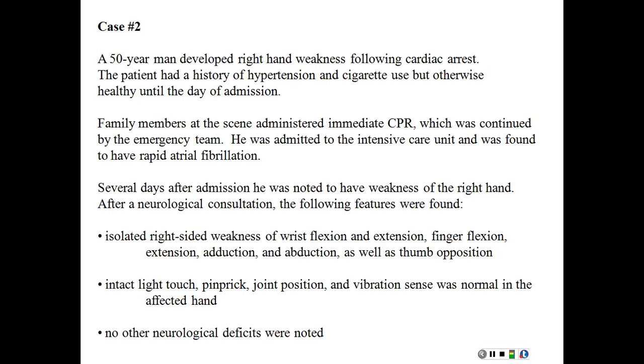Several days after admission, he was noted to have weakness of his right hand. After a neurological consultation, the following features were found. Isolated right hand weakness of wrist flexion and extension, finger flexion, extension, abduction, adduction, as well as thumb opposition. He had intact light touch, and joint position and vibration sense were normal in the right hand. There were no other neurological deficits noted. Just his hand is not working. All right.